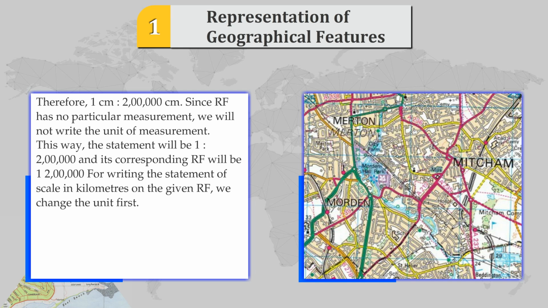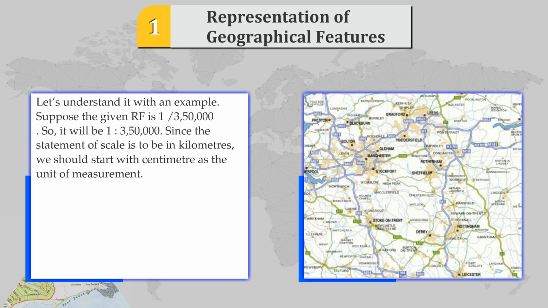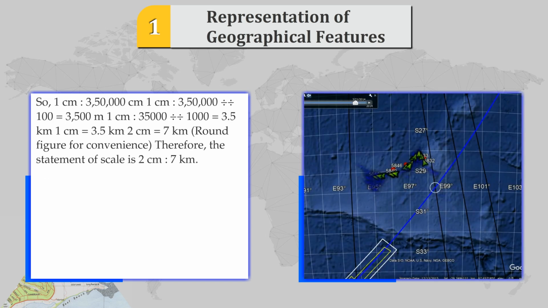For writing the statement of scale in kilometers on the given RF, we change the unit first. Let's understand it with an example. Suppose the given RF is 1 upon 3,50,000. So it will be 1 ratio 3,50,000. Since the statement of scale is to be in kilometers, we should start with centimeter as the unit of measurement. So 1 centimeter ratio 3,50,000 centimeter.